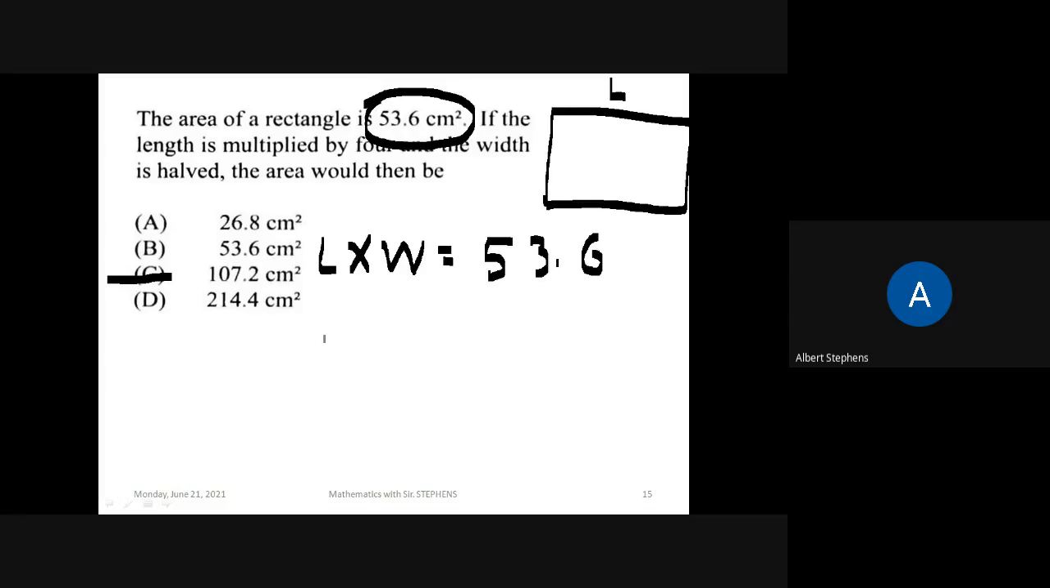But let us do it algebraically. So basically what they're saying, length times width gives you what? 53.6. Now what's L times W? LW.